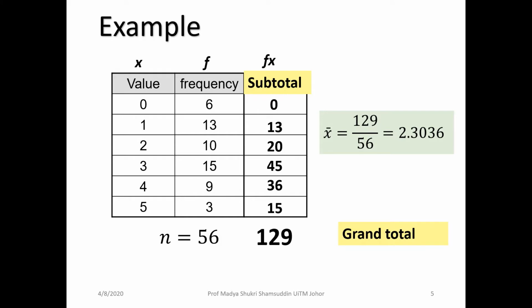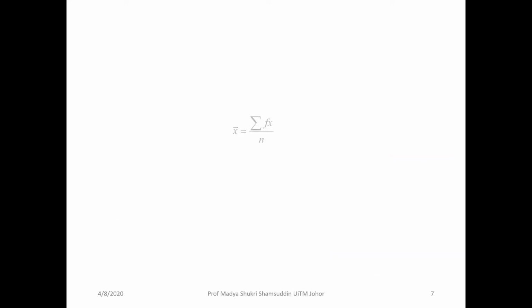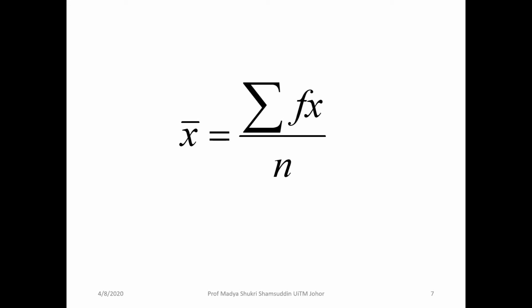2.3036. Note that we can use notation x for values, and f for frequency. The subtotal column is denoted by fx. Note that the grand total can be written as sigma fx. Hence, for a frequency table, the formula for sample mean, x bar, is equal to sigma fx divided by n.